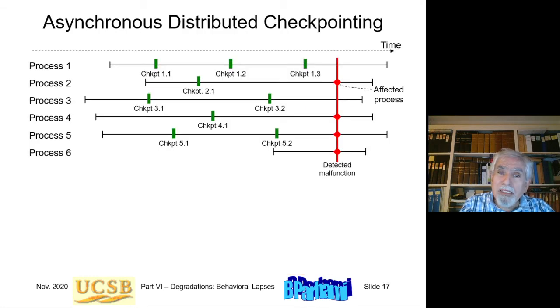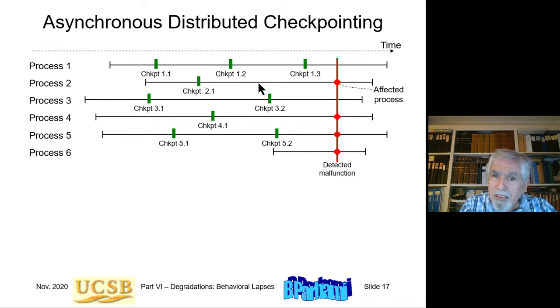When you have asynchronous or distributed checkpointing, each process decides on its own. There's no central authority to tell the processes to checkpoint. Each process at some point decides, I want to checkpoint, and checkpoints. So these green boxes are checkpoints, and the checkpoints are different for different processes. Okay? So if something goes wrong at this point, we detect a malfunction in the system and determine that, let's say, these 4 processes have been affected. The heavy dots indicate that these 4 processes have been affected.